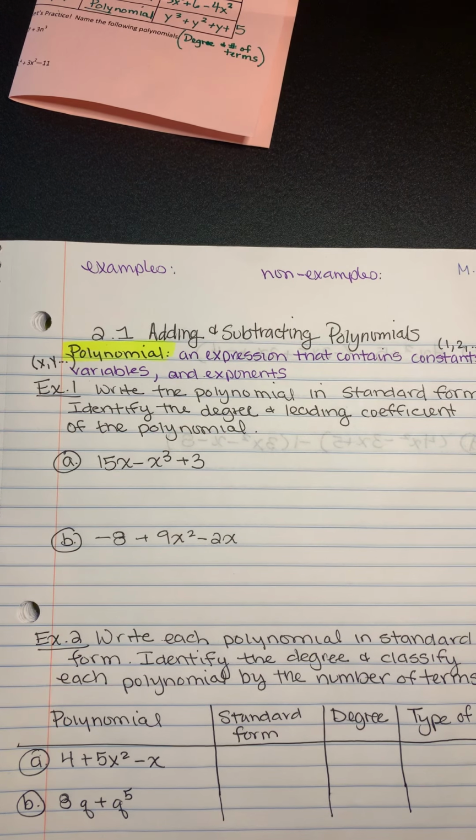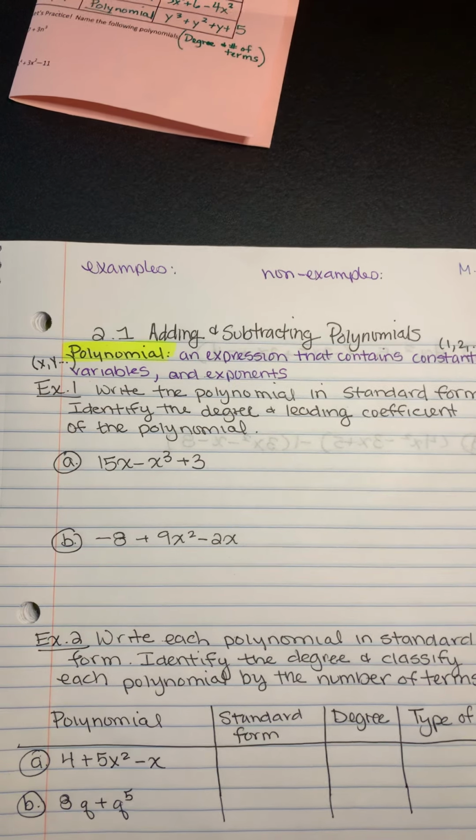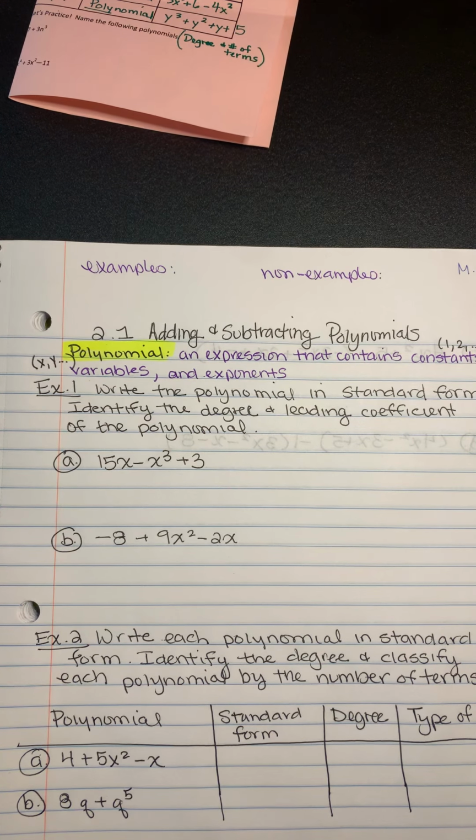Example 1 is going to ask you to write the polynomial in standard form. Identify the degree and the leading coefficient of the polynomial. Okay, so you're probably asking yourself, what is standard form? In your textbook, on page 63, I'm looking at my textbook right now, you have a bunch of core concepts called classifying polynomials, and it's a bunch of vocabulary that we had just gone over.